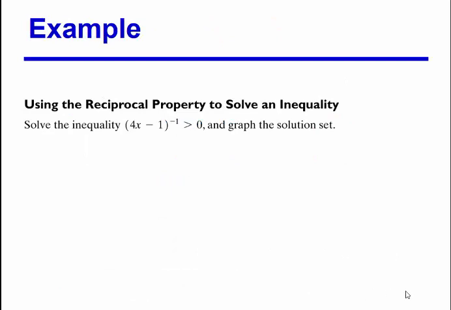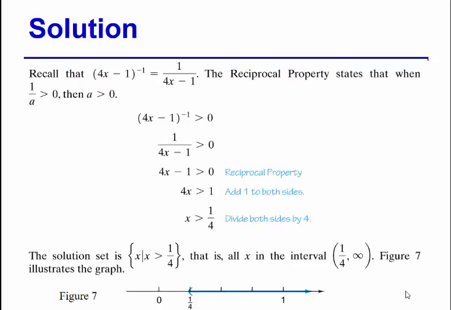We're going to use the reciprocal properties to solve inequality. So here we have 4x minus 1 raised to the negative first power is greater than 0. Then what we do is rewrite it, so we have 1 over 4x minus 1 is greater than 0. And the reciprocal property tells us that we can simply rewrite it not as a fraction. We can just go ahead and get to the denominator. So we have 4x minus 1 is greater than 0.